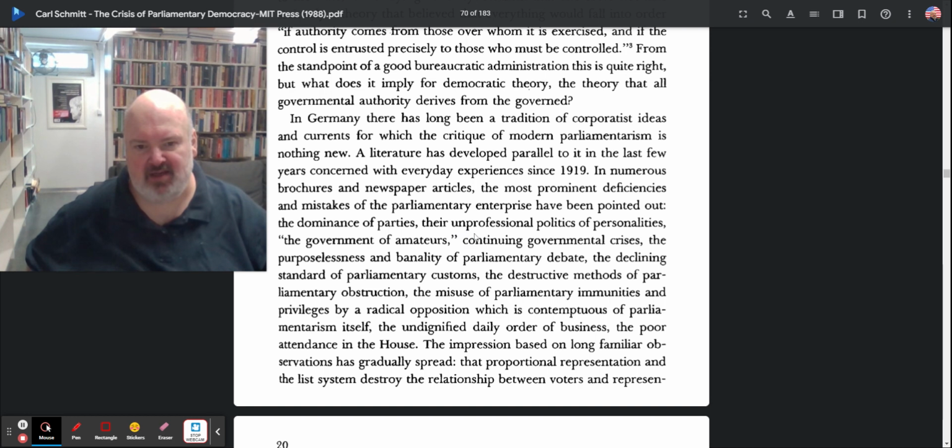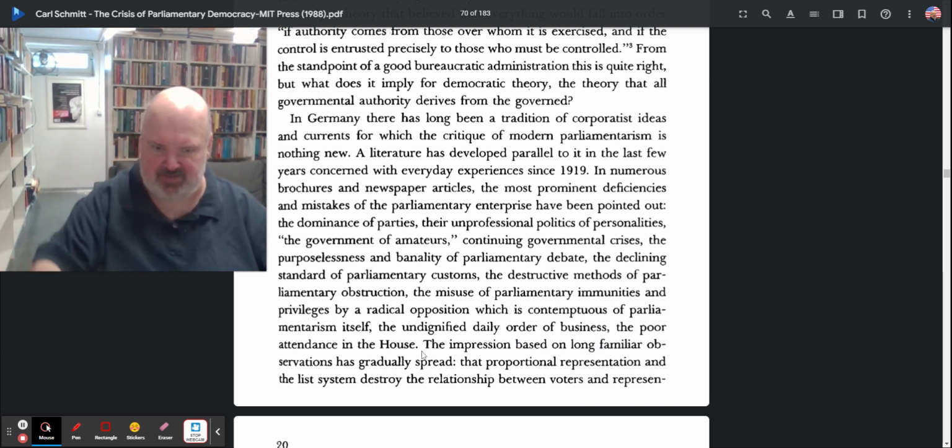The dominance of parties, their unprofessional politics of personalities, the government of amateurs, the continuing governmental crises, the purposelessness and banality of parliamentary debates, the declining standard of parliamentary customs, the destructive methods of parliamentary obstruction, the misuse of parliamentary immunities and privileges by a radical opposition which is contemptuous of parliament itself, the undignified daily order of business, the poor attendance in the House. So therefore, you have the list of these.